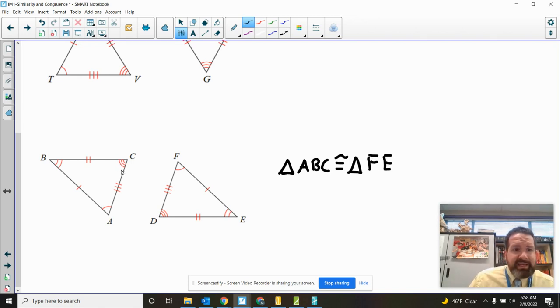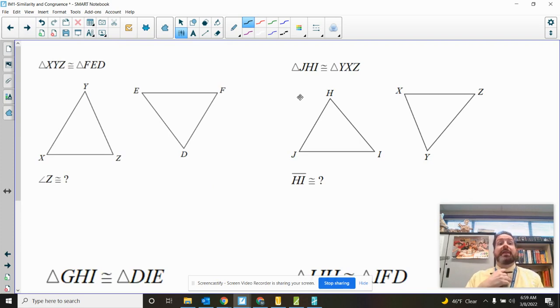And then lastly, C has the 3 marks, so I've got to end with D that has the 3 marks. So triangle ABC, if that's the way you name the first triangle, you must name the second triangle in order, F, then E, then D. Now, the reason we do that is so that you can just look at this relationship and know which parts correspond with each other. So you don't need to do this all the time, but just for practice once.